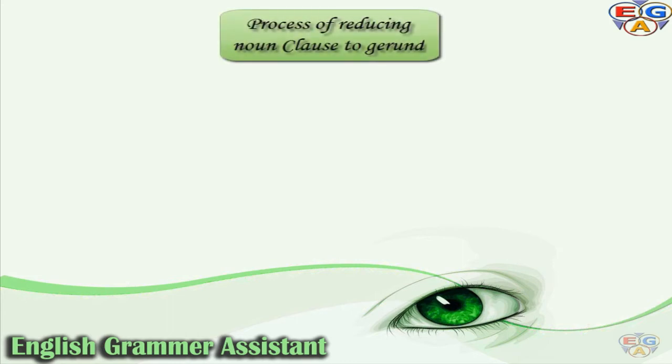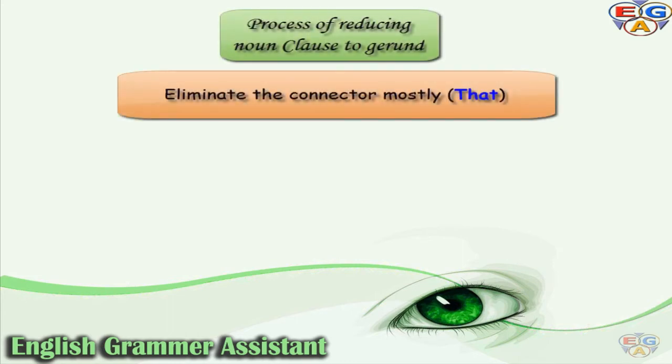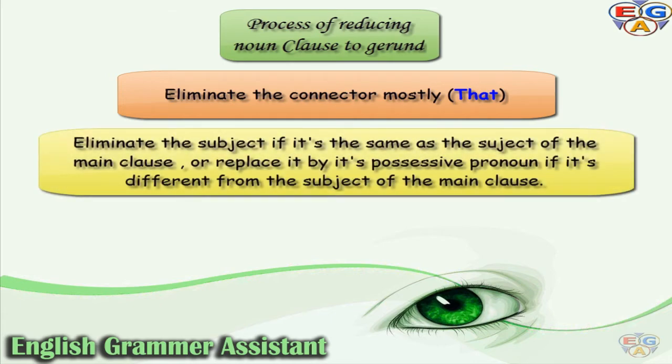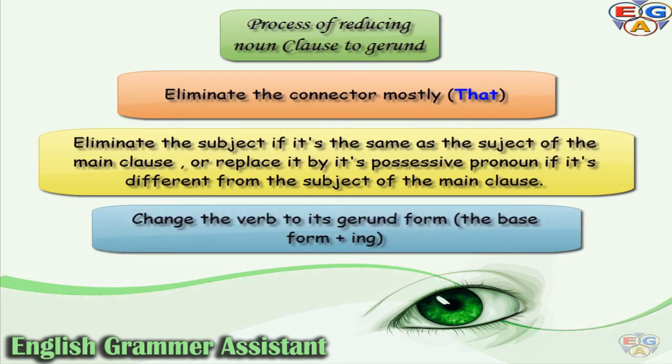Process of reducing noun clause to gerund. Eliminate the connector, mostly that. Eliminate the subject if it's the same as the subject of the main clause, or replace it by its possessive pronoun if it's different from the subject of the main clause. Change the verb to its gerund form, the base form plus ing.